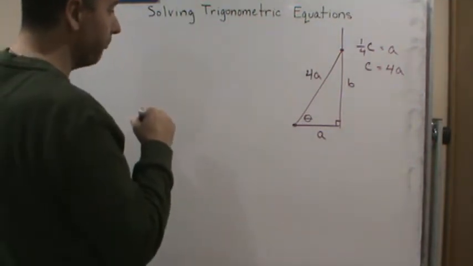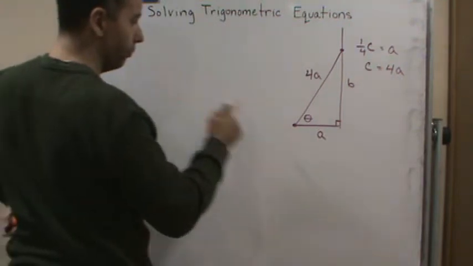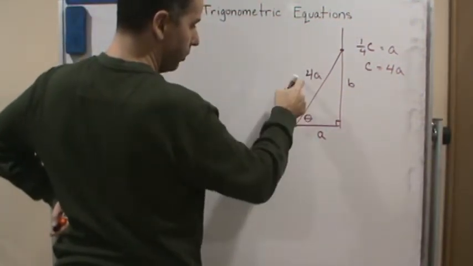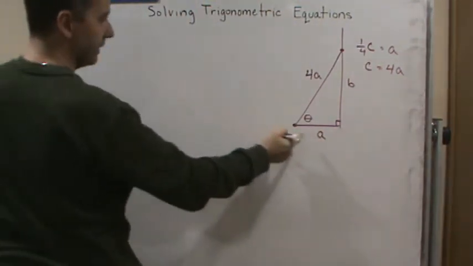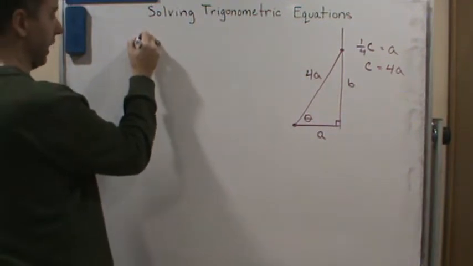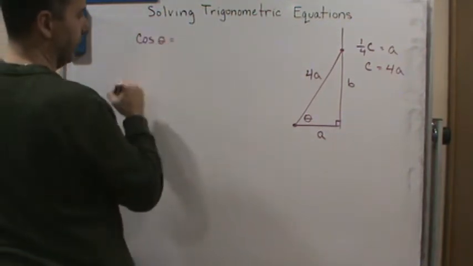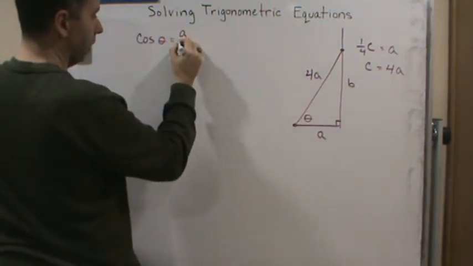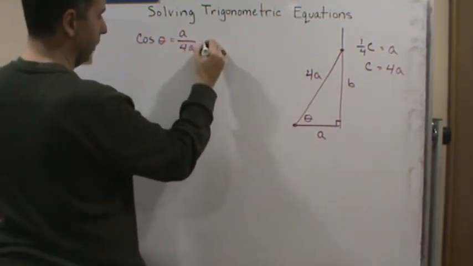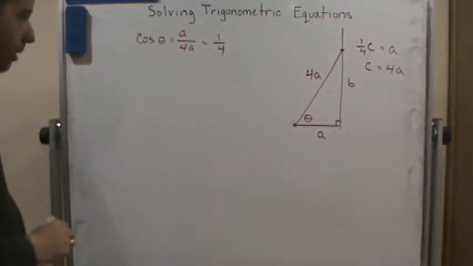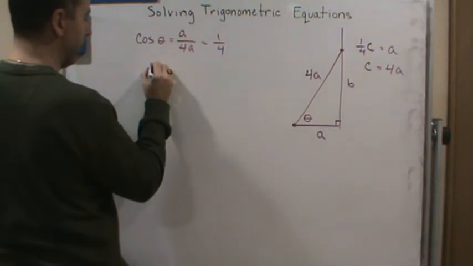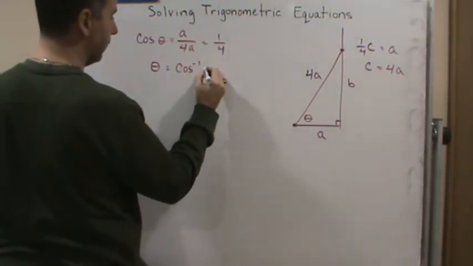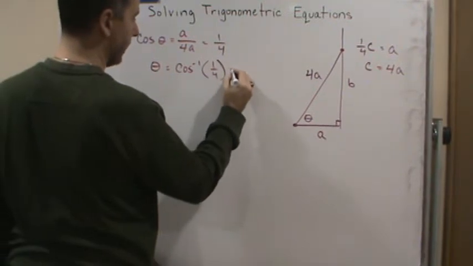So what we can do is we can say, okay, since we know that these two are related and they're measured in terms of A, let's use that one because then the A's are going to cancel out. So let's use cosine. So cosine theta is equal to A over 4A, which equals 1/4. So now all we have to do is take the inverse cosine of both sides, right? So we get theta equals inverse cosine of 1/4, and of course we could stick that in our calculator.